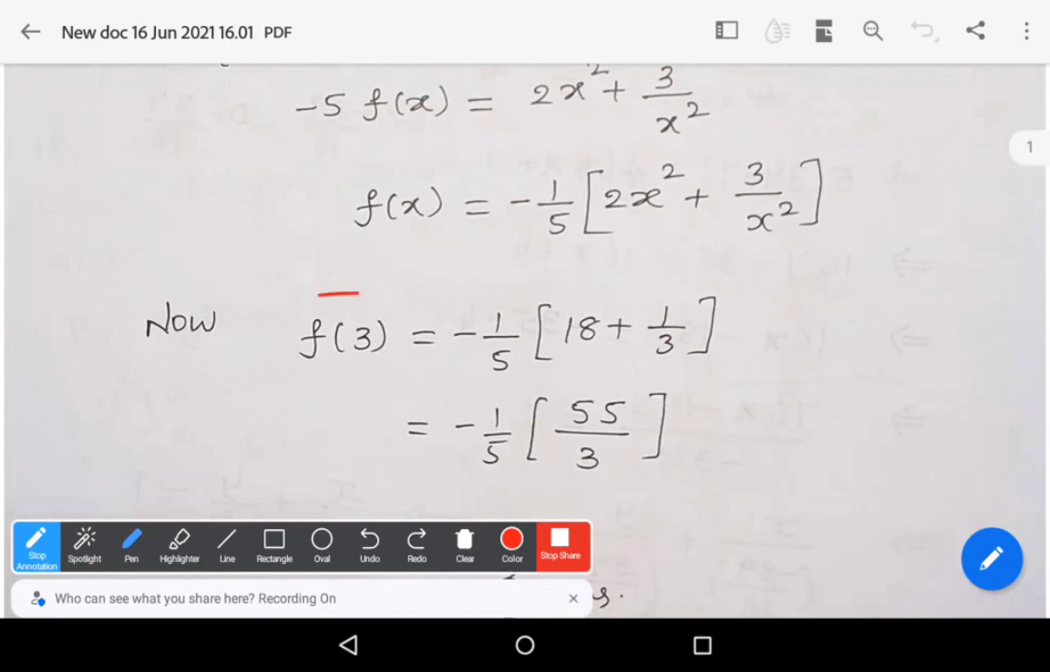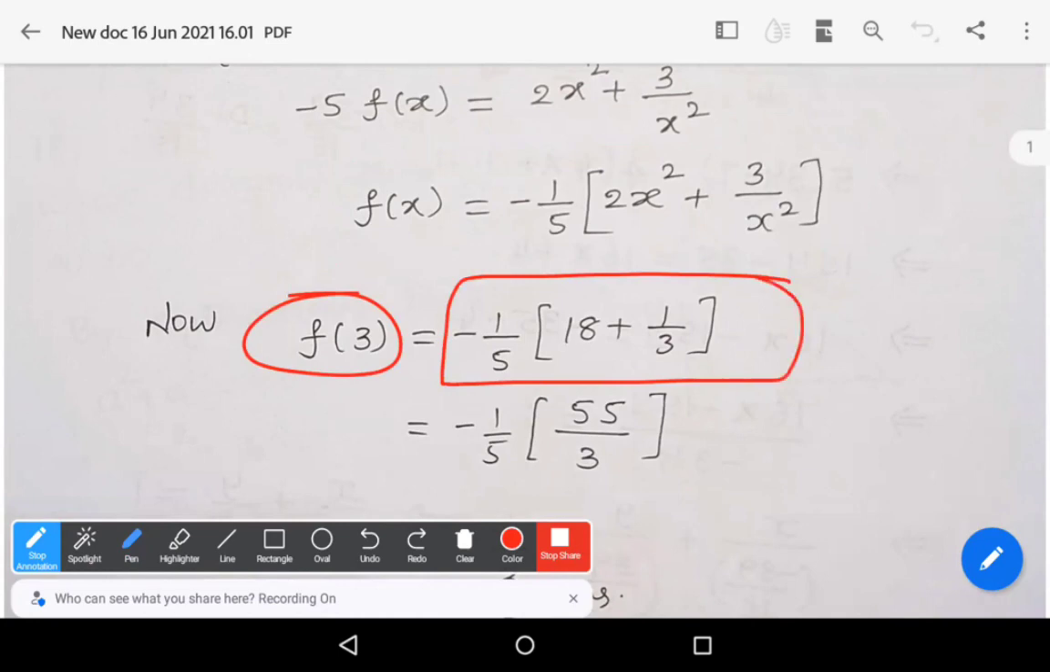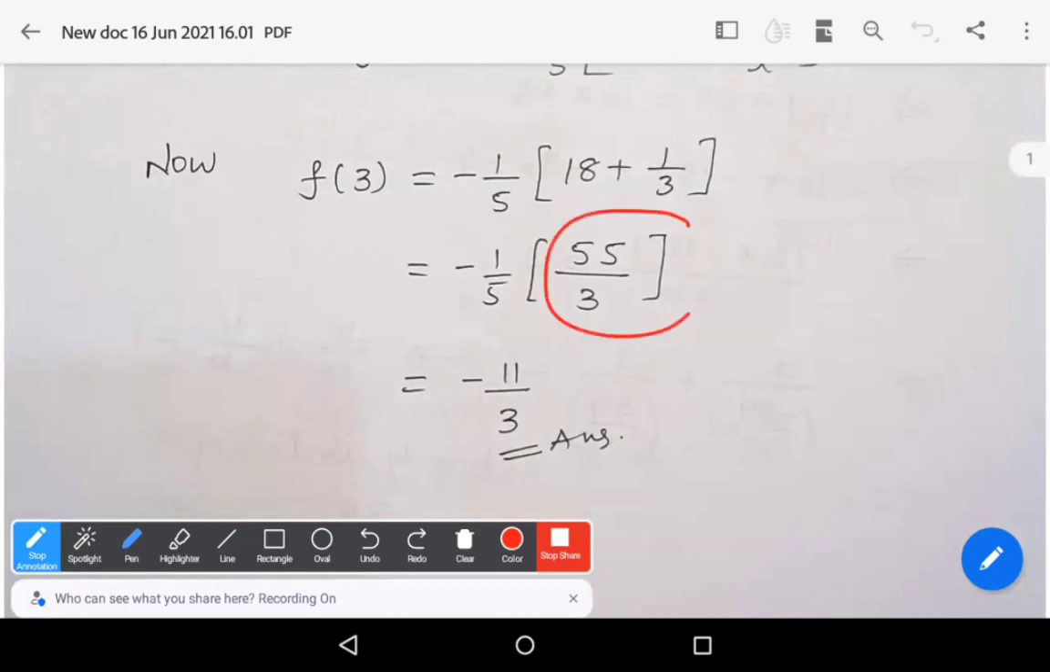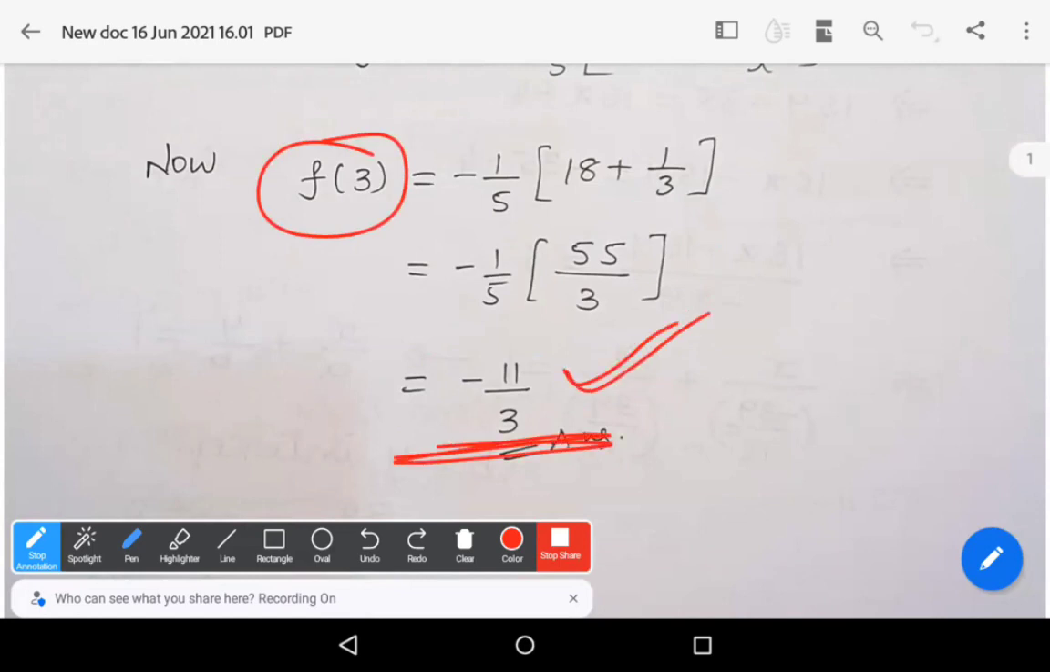What is f of 3 now? F of 3 is equal to minus 1 by 5 into 8 plus 1 by 3. After simplifying this value, we get minus 11 by 3. Therefore, f of 3 is equal to minus 11 by 3. That is the correct answer.